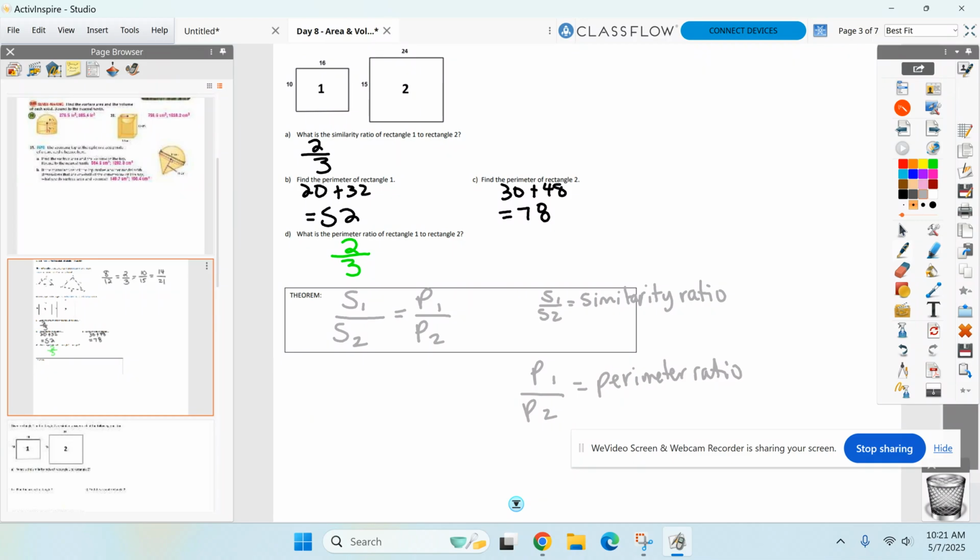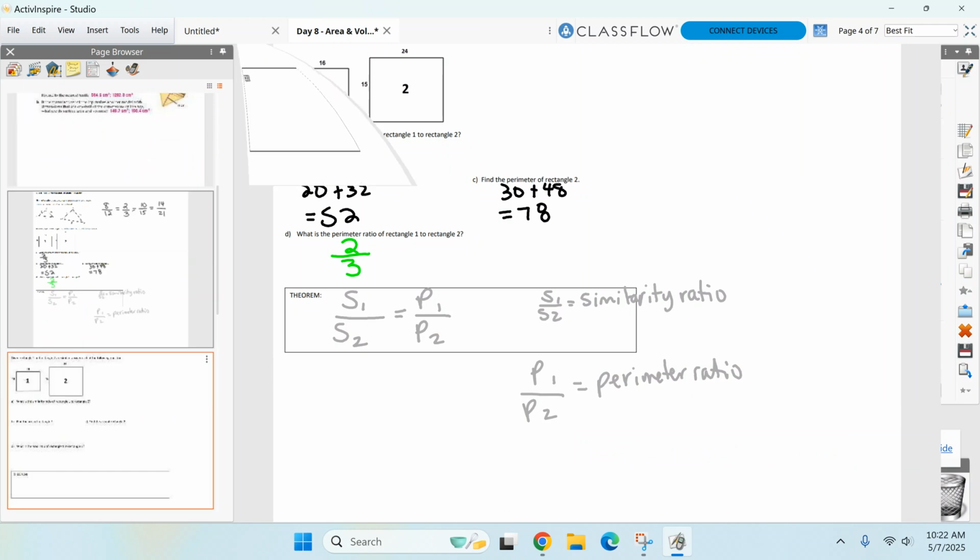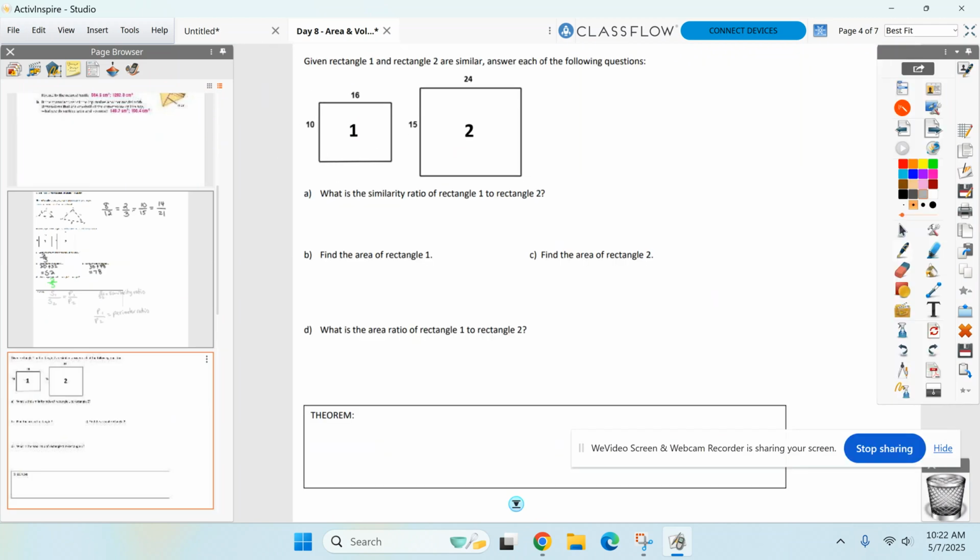Always the same. All right. Whatever the similarity ratio is, the perimeters will be in the same ratio. Questions on the perimeter. Does that hold true for area ratios? Does the similarity ratio and the area ratio, will they always be the same? Let's check it out, since we're in the area unit.